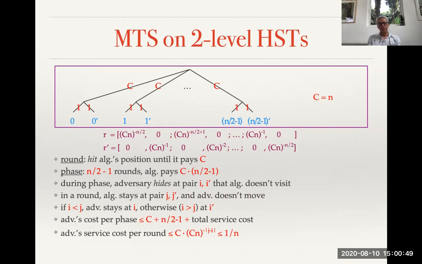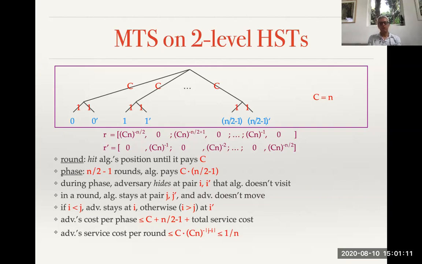So the algorithm will be hit by R or R prime according to whether it's in J or J prime. If the adversary is at I and the algorithm is at J, they're both going to be hit, but the adversary will pay much less than the algorithm. So that's the idea. If I is less than J, and vice versa.